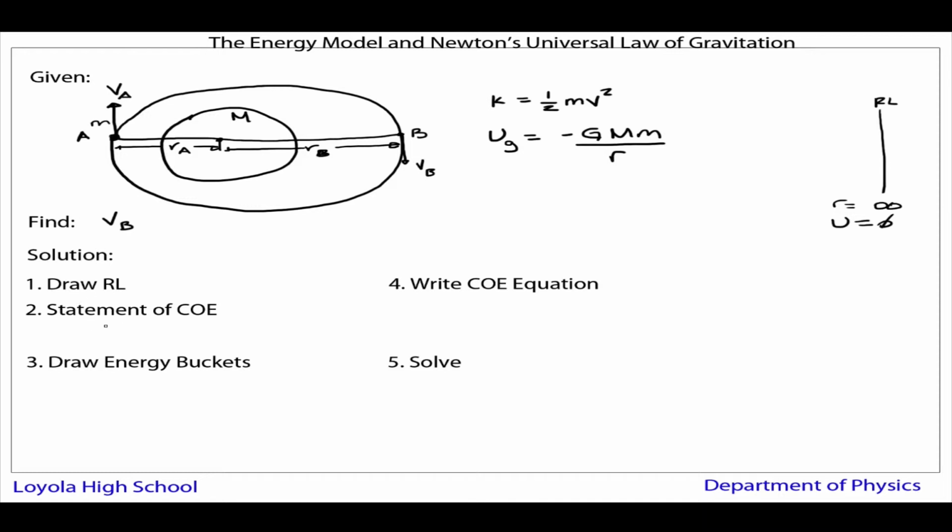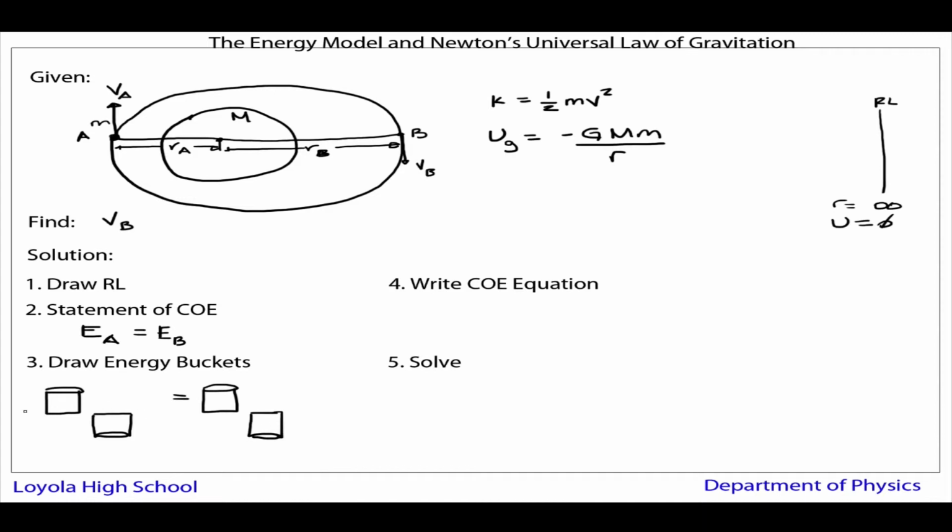Step 2 is the statement of conservation of energy. I'm going to say energy at point A is equal to the energy at point B. And here's my point A and point B, clearly denoted there. Again, you could have analyzed point C or D or E or F, but we'd have to make sure we know the distances. Now I'm going to draw my energy bucket. So I have my kinetic energy bucket right here. And because potential energy due to gravity is negative, I'm going to draw an upside down bucket for that. And on the other side, another kinetic energy bucket and another gravitational potential energy bucket.